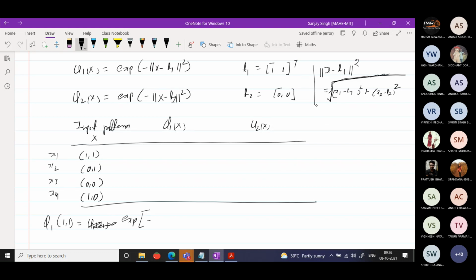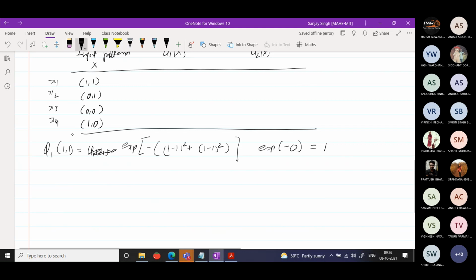Based on this, my x values are 1 and 1, so the entire part is 1 minus 1 squared plus 1 minus 1 squared. This comes out to be exp of minus 0, and that comes out to be 1.